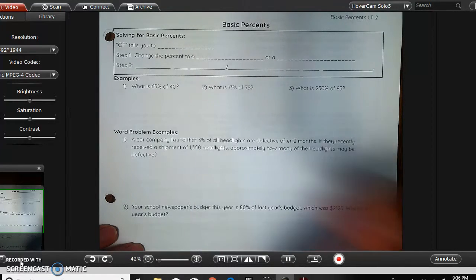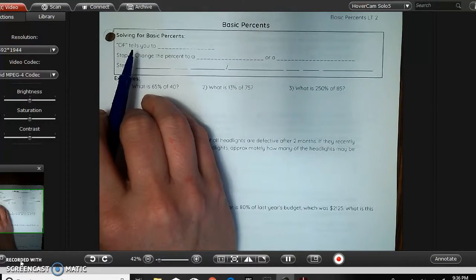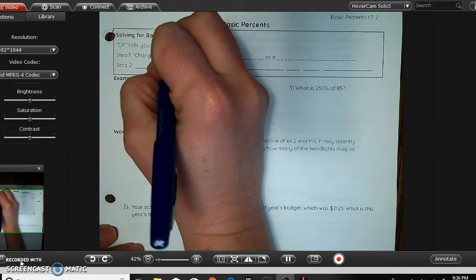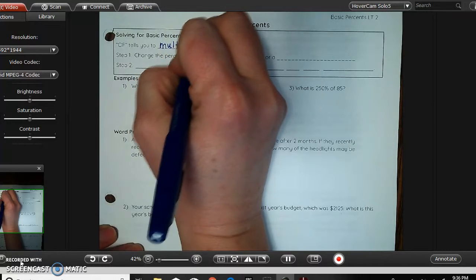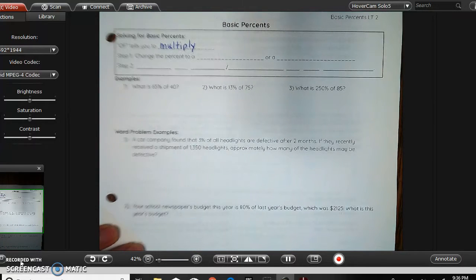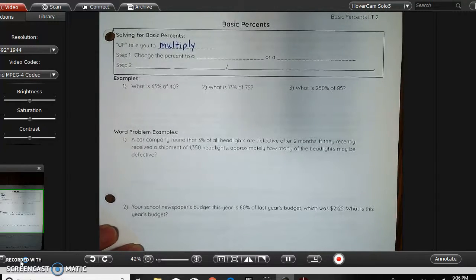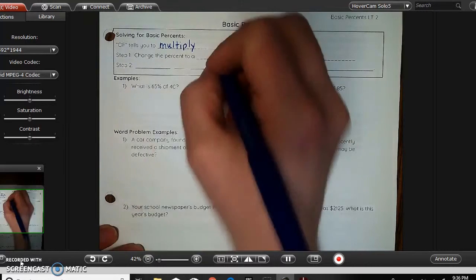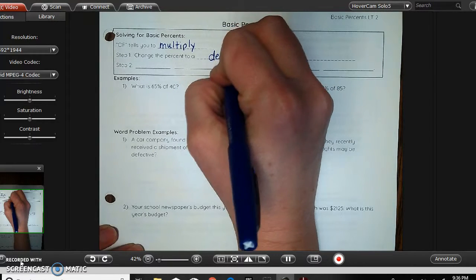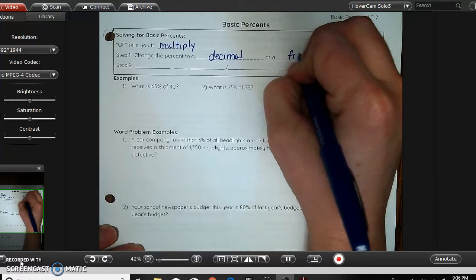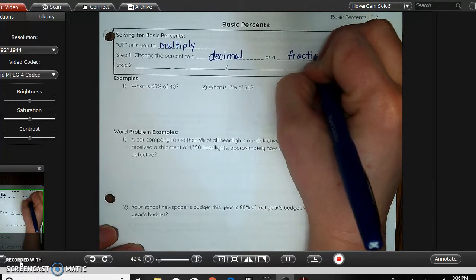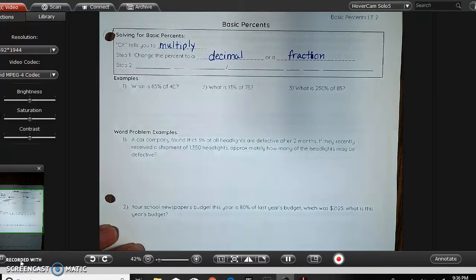So, when we're solving for basic percents, when we look at a problem, we see the word "of." The word "of" is going to tell me to multiply. So the first thing you're going to do is change the percent. Now you can change it to either a decimal, or what you guys did last year was you changed it to a fraction. Both of these will work. I don't care which one you use.